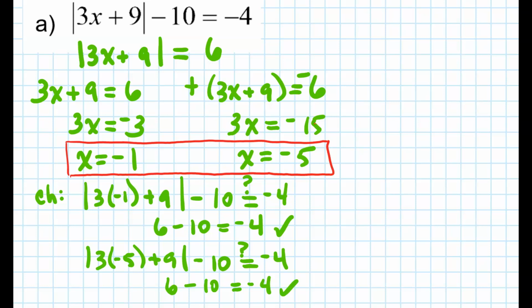So you just plug it back in to check? Or? Check in the original one. Okay. Yeah. Okay. Ready to look at the next one?